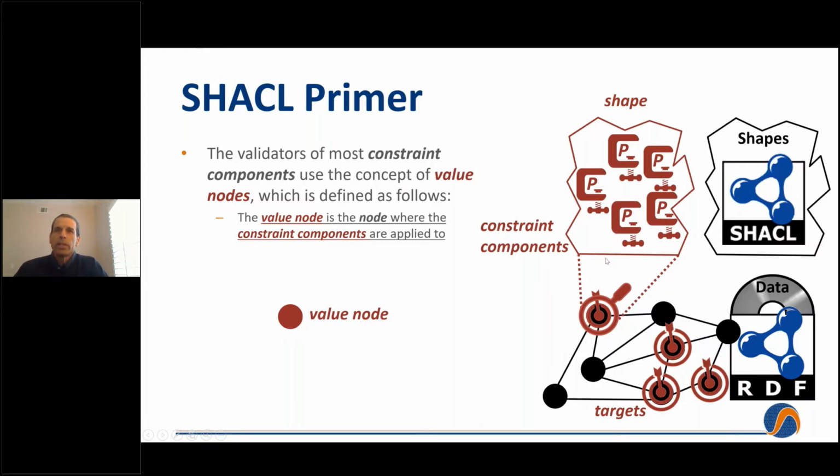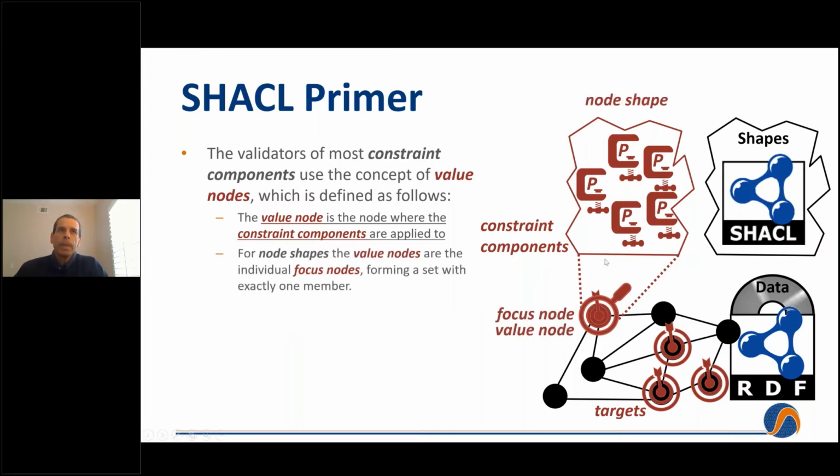So let's see the different cases. In the case of a node shape, if you remember, the focus node is the node that the shape is to be validated against. So it's a node shape, it's about the node itself. So the focus node becomes the value node. So for a node shape, the value nodes are the individual focus nodes. So the focus node, our focus in the graph, becomes the value node. And the value node is where we apply the constraint.